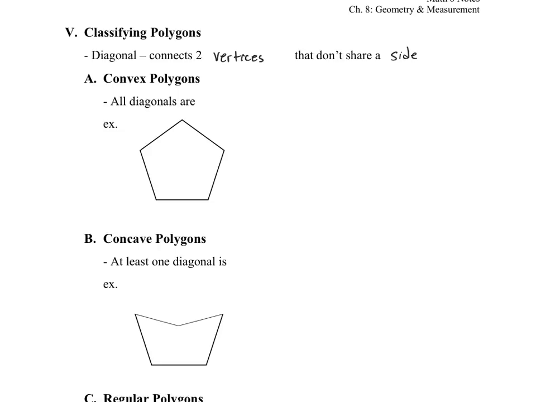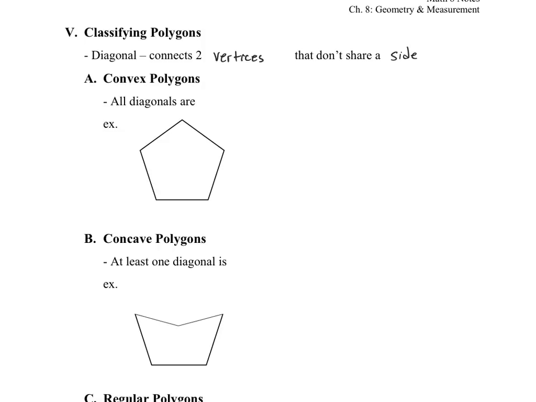Now I'm going to erase all these in a minute, but what I'm trying to say is this here would be a diagonal, this would be a diagonal, this would be a diagonal. Those are diagonals, but you can't have a diagonal go from this vertex to that vertex, because that's not a diagonal, that's just one of the sides.